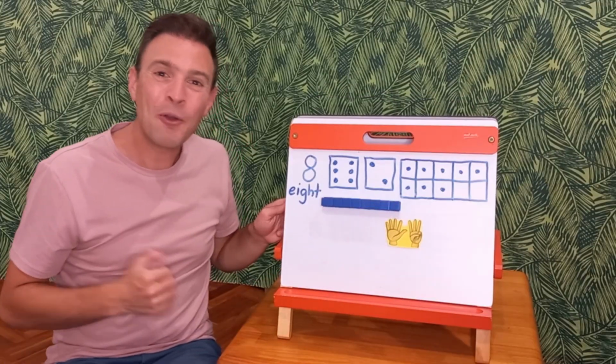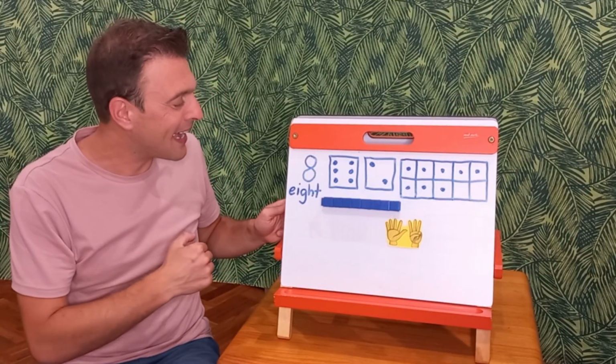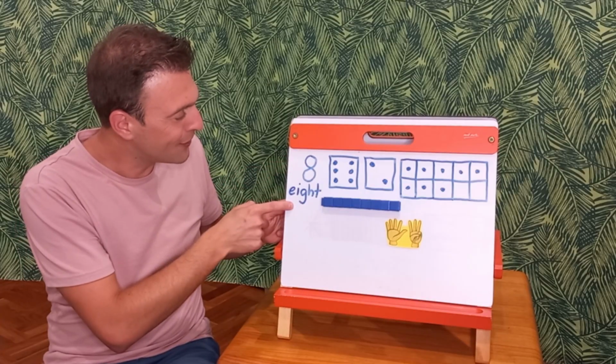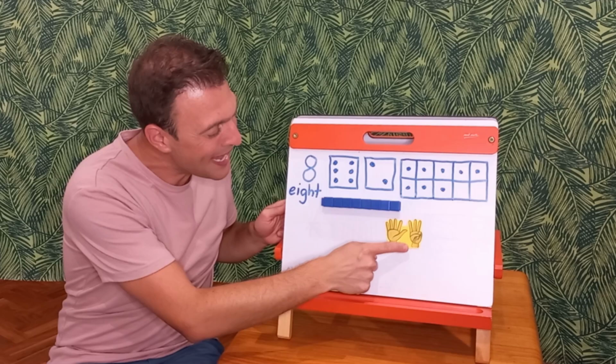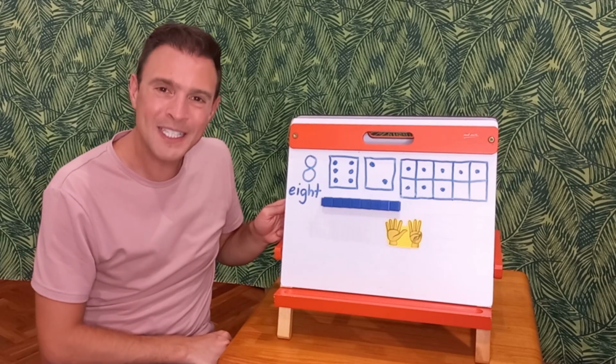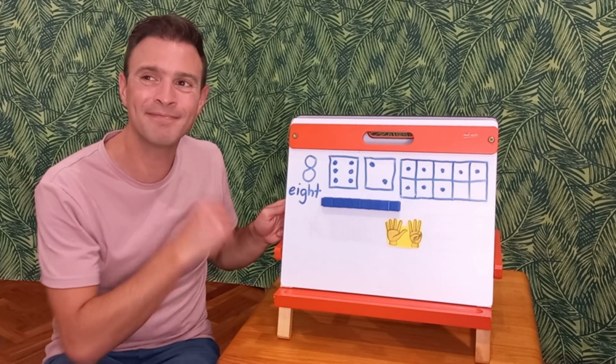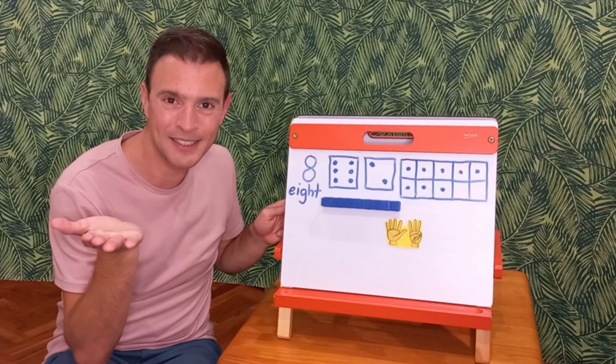Look at all the ways we've already shown 8. We've shown 8 as a numeral, as a word, on dice, with our blocks, on a 10 frame, and with our fingers. What's another way we could show 8? How about as a picture?